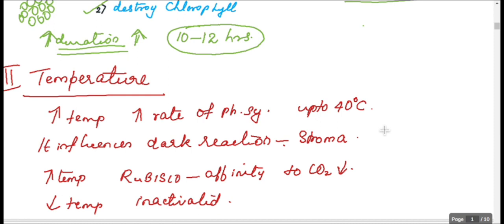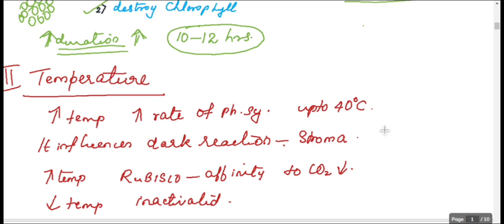Now let's see the second factor affecting photosynthesis, that is temperature. When temperature increases, the rate of photosynthesis also increases, but only up to a level. Optimally, it is up to 40 degrees Celsius. Usually, there are two stages of photosynthesis. First is light reaction and second is dark reaction. Light reaction is not much influenced by the temperature because it is basically dependent on light.